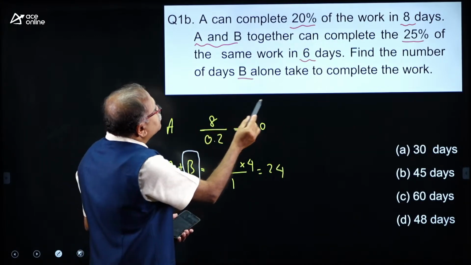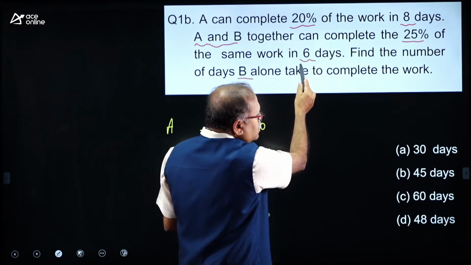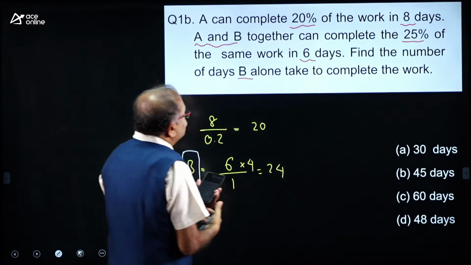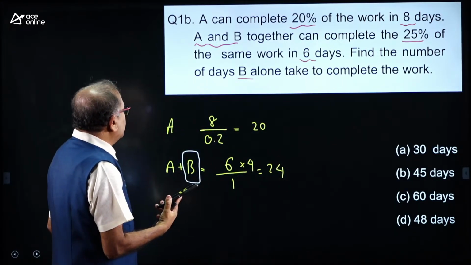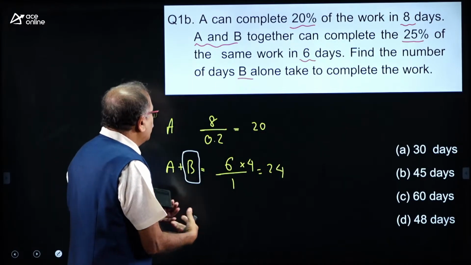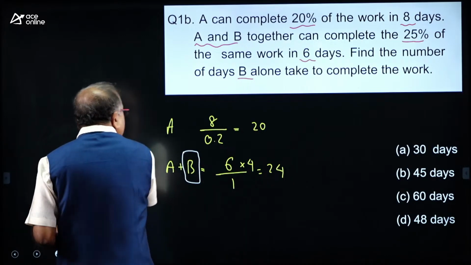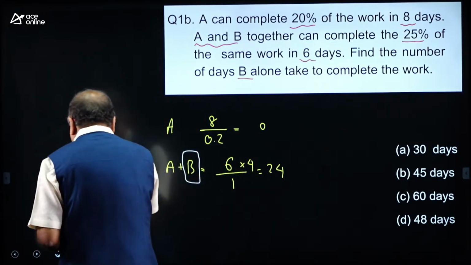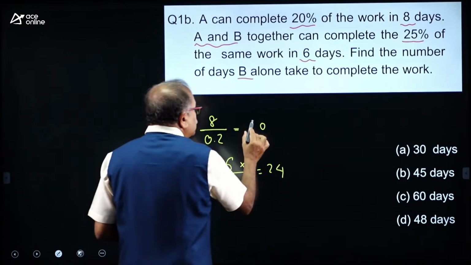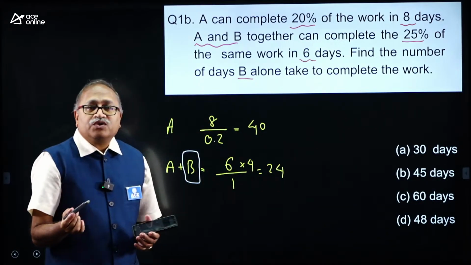25%, A and B together complete 25% in 6 days. So A plus B together will take more than 24, so this is 40. I made a mistake here. This is 40. Okay, let me write this down. This is 40 days, 8 divided by 0.2.